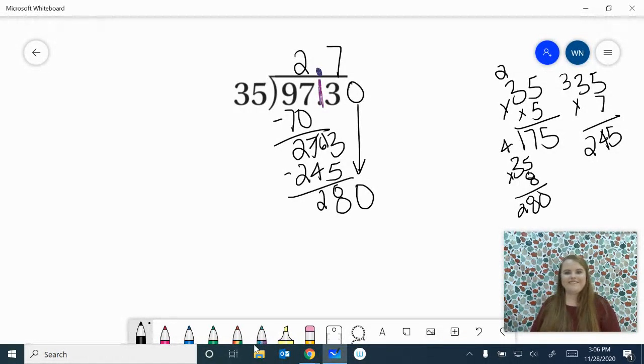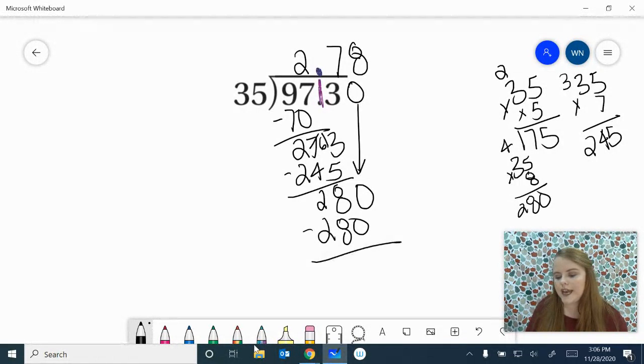280. Look, look, look. We already worked that one out. Didn't have to earlier, but now we've already got it. So I know that 35 times 8 is 280. So my answer is 2 and 78 hundredths.